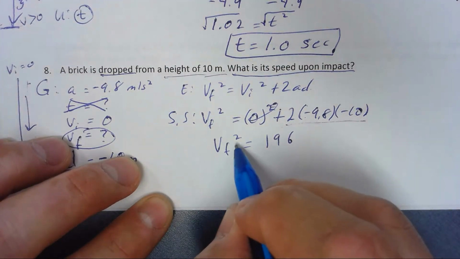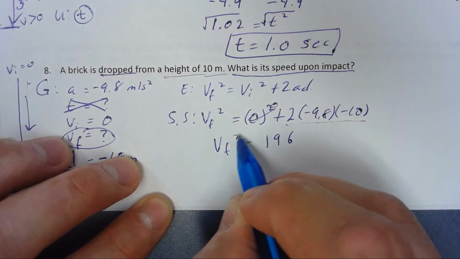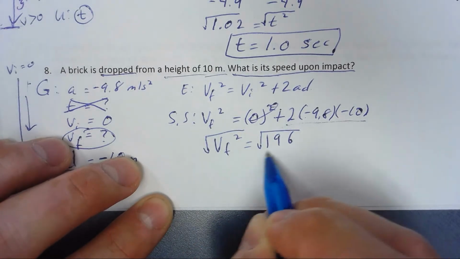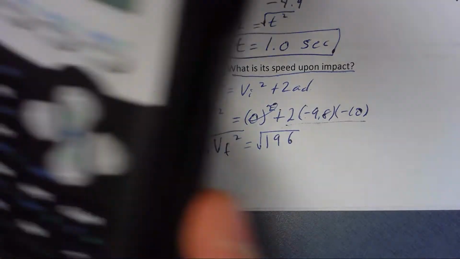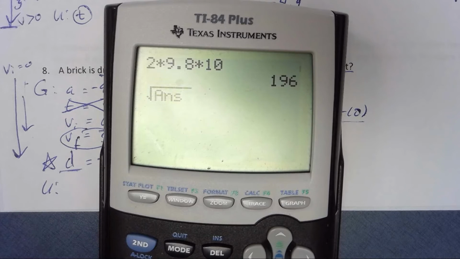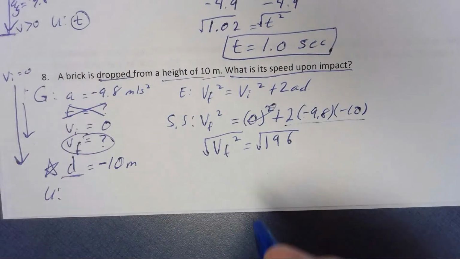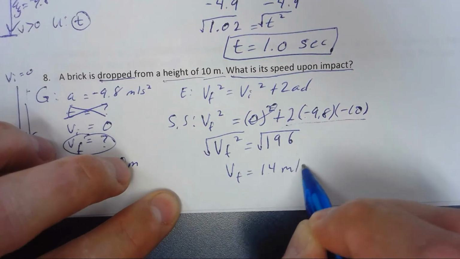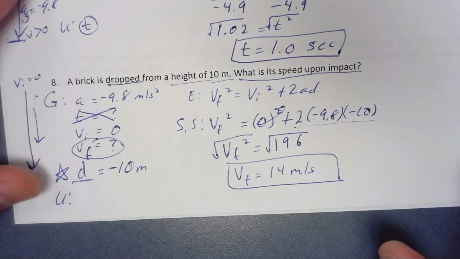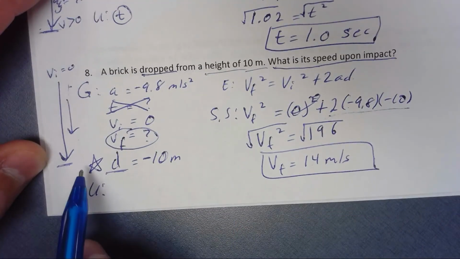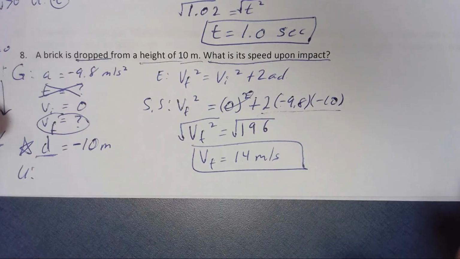196. I don't want VF squared, I want VF. To get rid of the squared, we will take the square root and do the same thing on both sides. Square root of 196 is what I need to do now. And the square root of 196 is exactly 14. So the VF we found is 14 meters per second. This brick is moving at a speed of 14 meters per second at the very instant it impacts the ground.